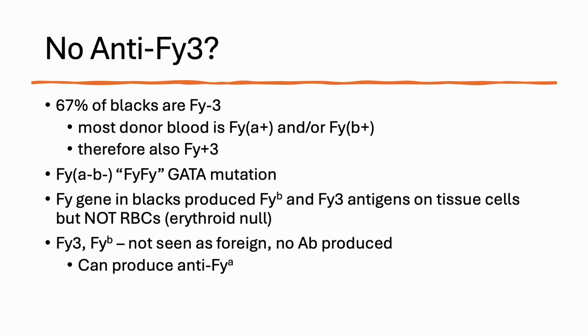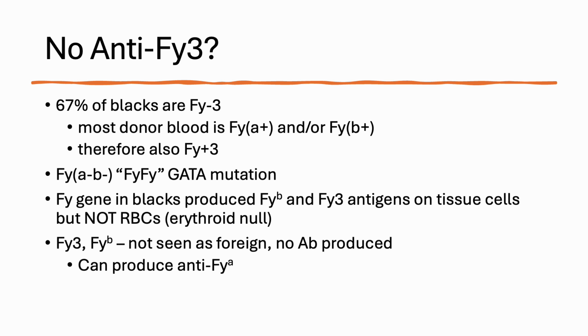This slide answers a really interesting question. Why don't we see more anti-FY3, especially in those people with that FY A negative, B negative phenotype? Considering that 67% of the black population have this phenotype, it's just a little unusual to be negative for an antigen, but then also not to produce that antibody when the body is exposed to it.